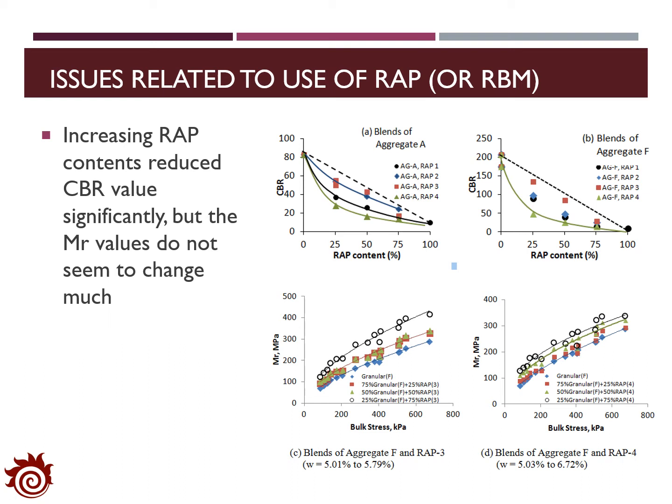However, if you check the two figures at the bottom, where it shows the relationship between MR and the different RAP contents, you can see that by increasing the RAP contents, the resilient modulus will be larger. However, the change is not as significant as the CBR values.